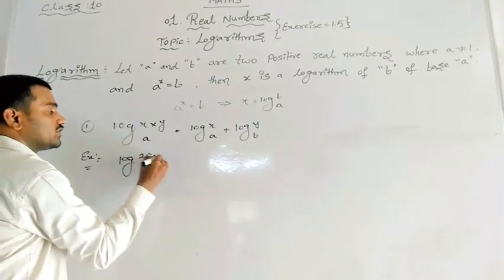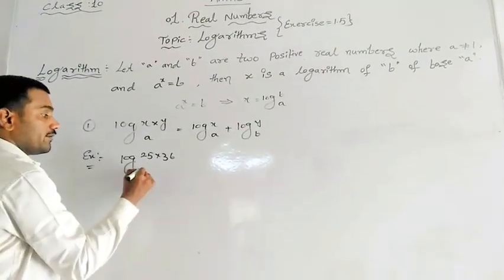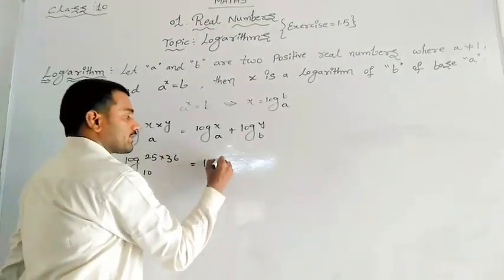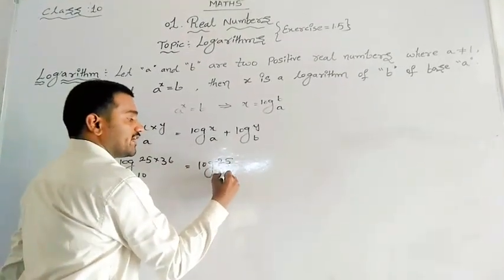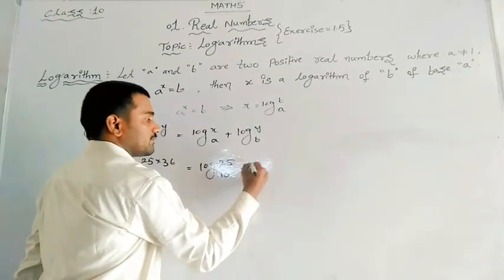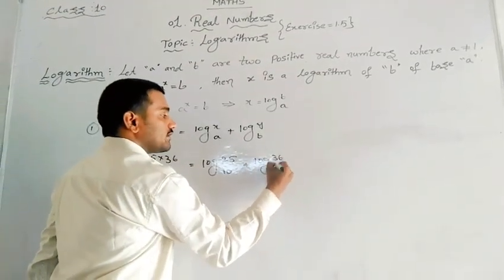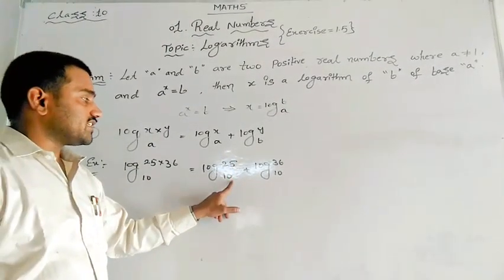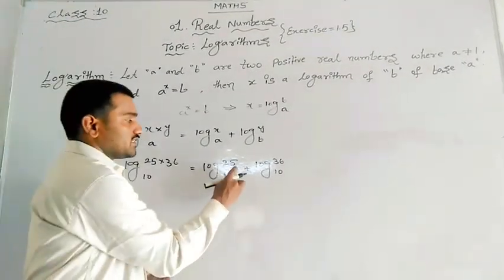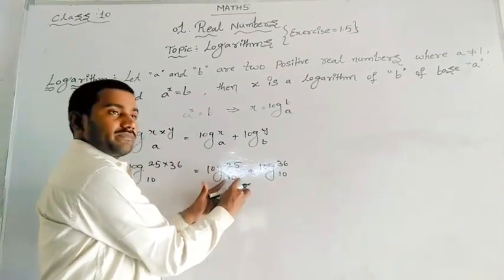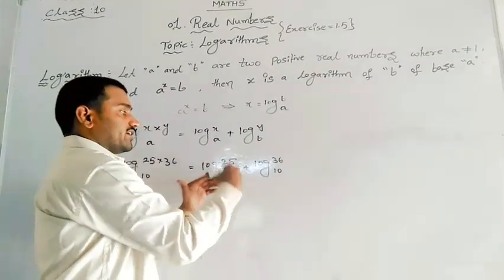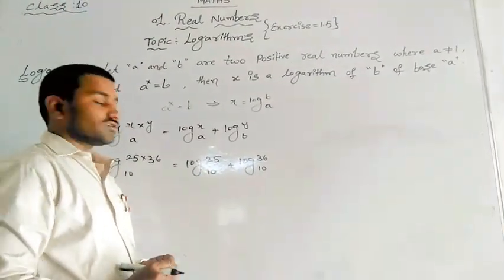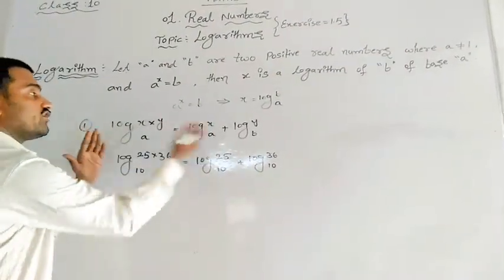Log 25 into 36 base 10 equals, let's convert this simply, log 25 base 10 plus log 36 base 10. Simple. Here 25 cannot be written as a power of 10, and 10 cannot be converted to 25, so we leave it here itself.